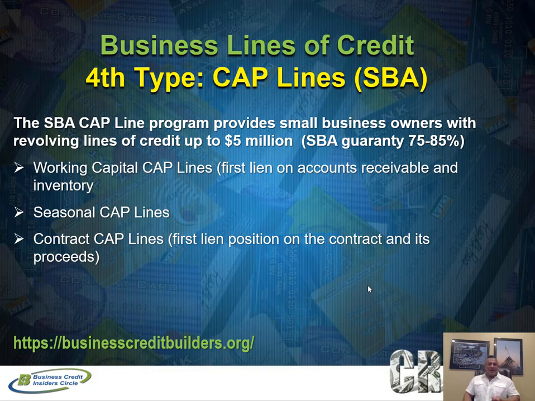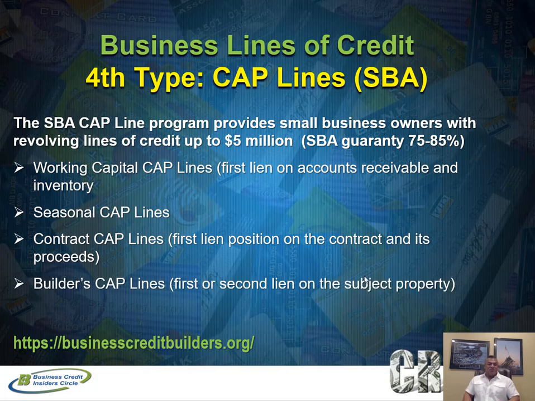Now let's talk about the contract CAPLines. This is great if you have a purchase order, a big purchase order you need to fulfill, and you need the capital to fulfill that order. That's where contract CAPLines come in. The bank's going to want a first lien position on the contract and its proceeds. This is a bank trying to cover its risk. There's a builder's CAPLine.